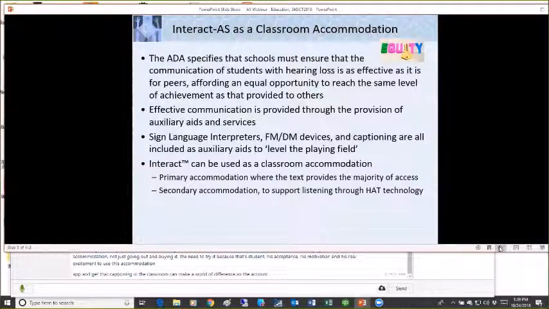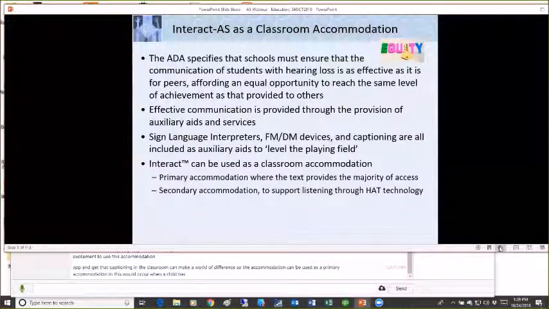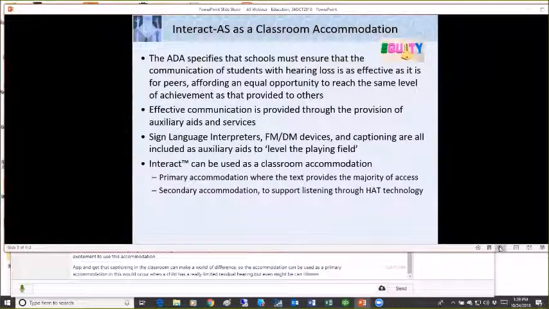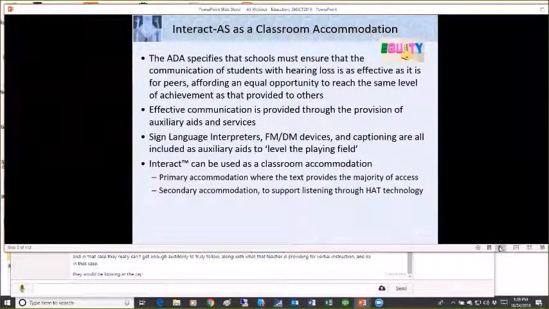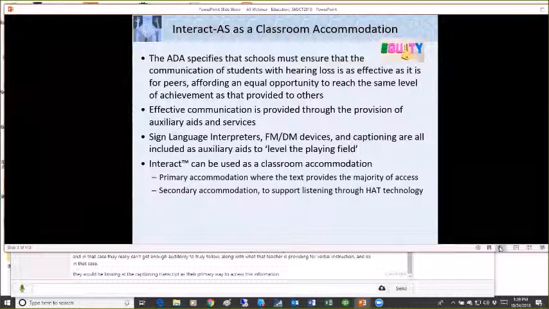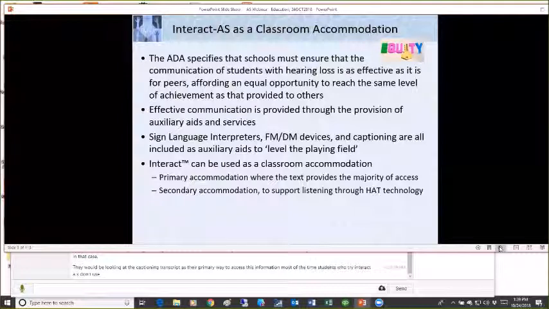So the accommodation can be used as a primary accommodation, and this would occur when a child has really limited residual hearing and even might be considered a student who is deaf. And in that case, they really can't get enough auditorily to truly follow along with what that teacher is providing for verbal instruction. And so in that case, they would be looking at the captioning transcript as their primary way to access this information.